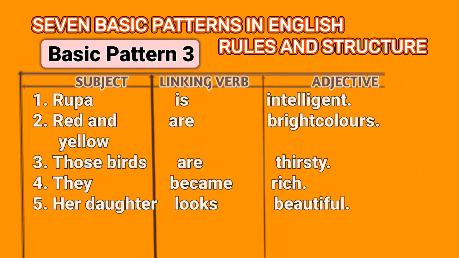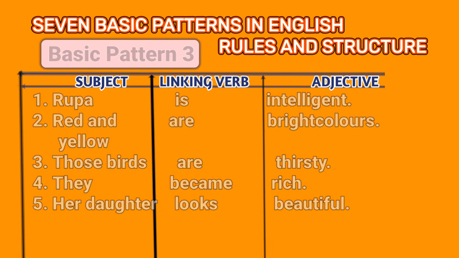Example of subject, linking verb and adjective. Rupa is intelligent. Red and yellow are bright colors. Those birds are thirsty. Her daughter looks beautiful.